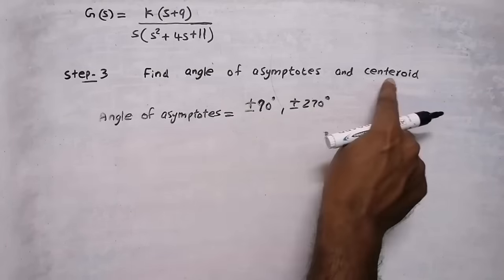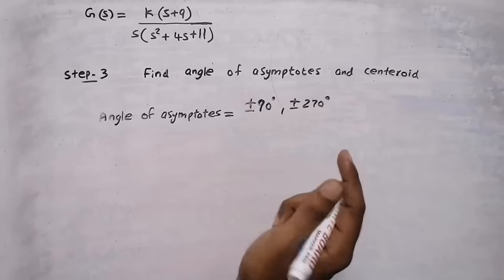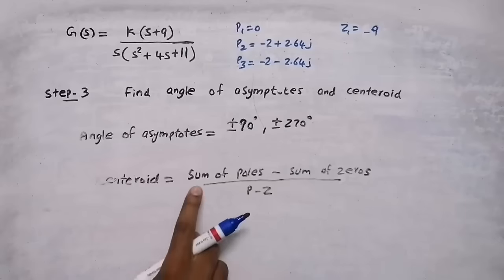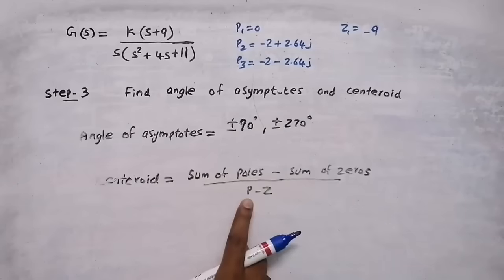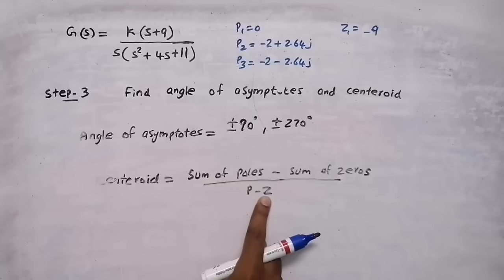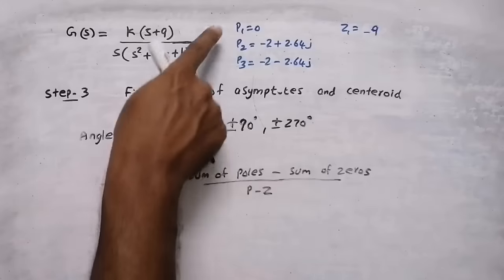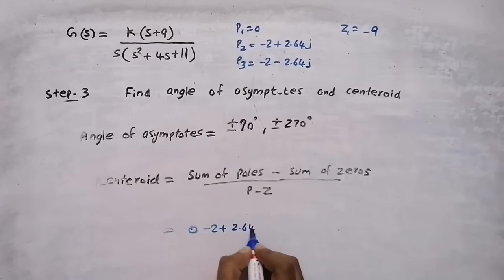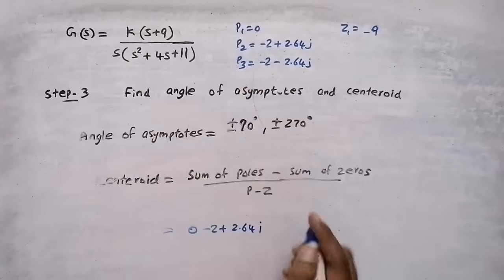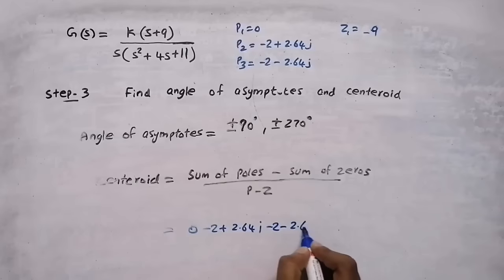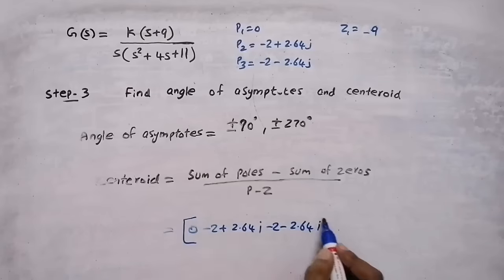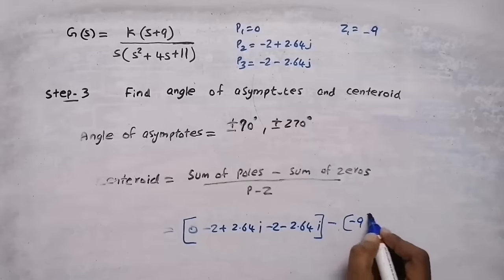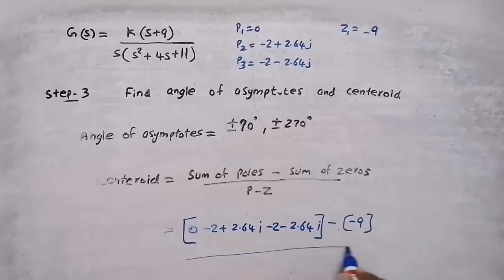Now we need to find the centroid, from where these angles are going to start. For finding centroid, the equation is sum of poles minus sum of zeros divided by number of poles minus number of zeros. Sum of poles: the poles are these 3. Sum means 0, then minus 2 plus 2.64 j, the imaginary part. Then P3 is minus 2 minus 2.64 j. This is the sum of poles minus sum of zeros. We have only one zero, that is at minus 9. So minus 9, that is our zero.